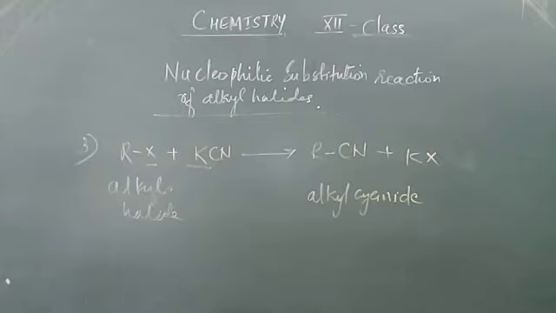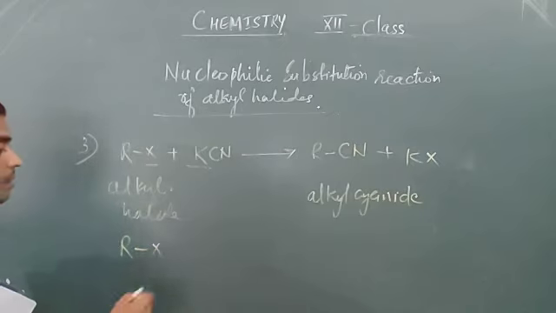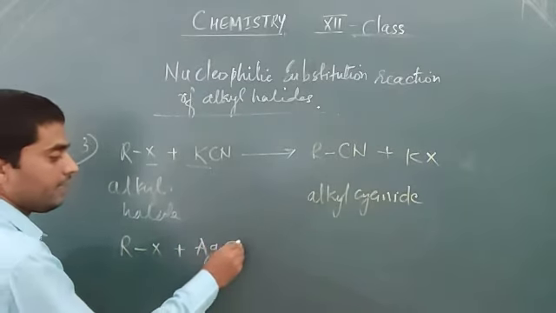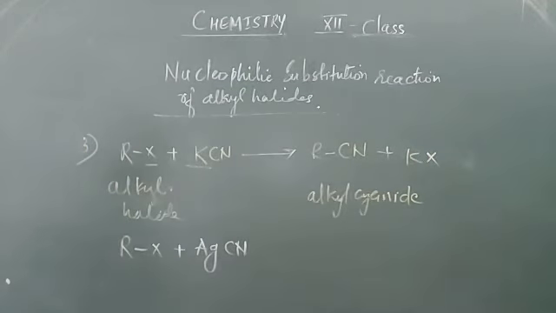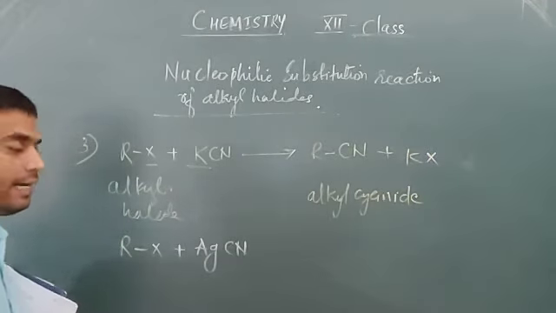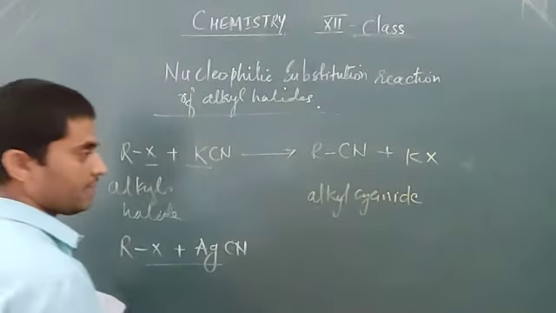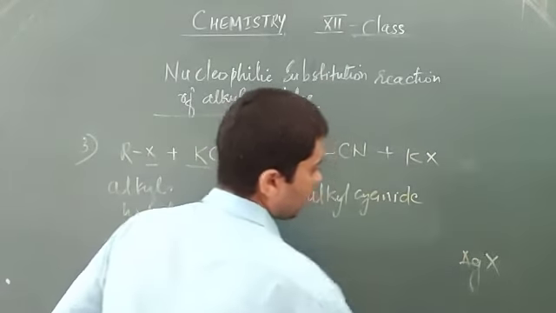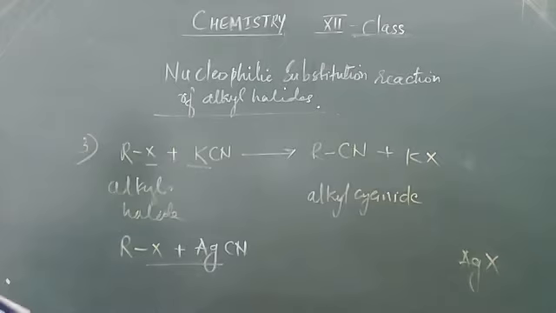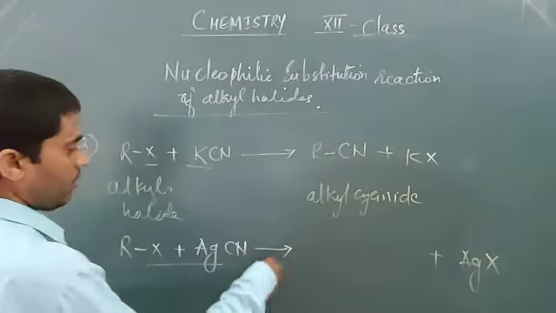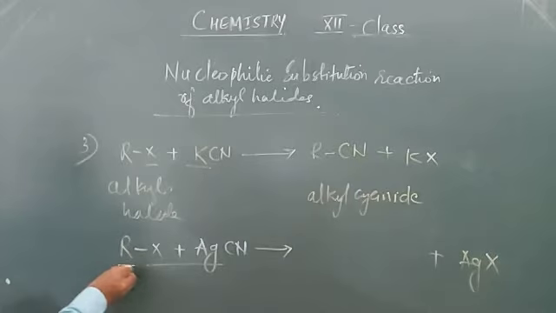Next reaction is with silver cyanide, RX plus AgCN. AgCN is silver cyanide, RX is alkyl halide. Now see what happens. There is a formation of AgX, this is silver halide. Now remaining is what? R is remaining and CN negative ion is remaining.